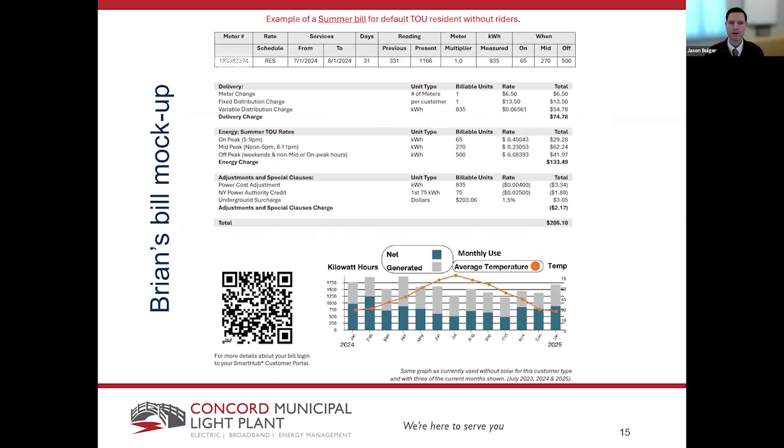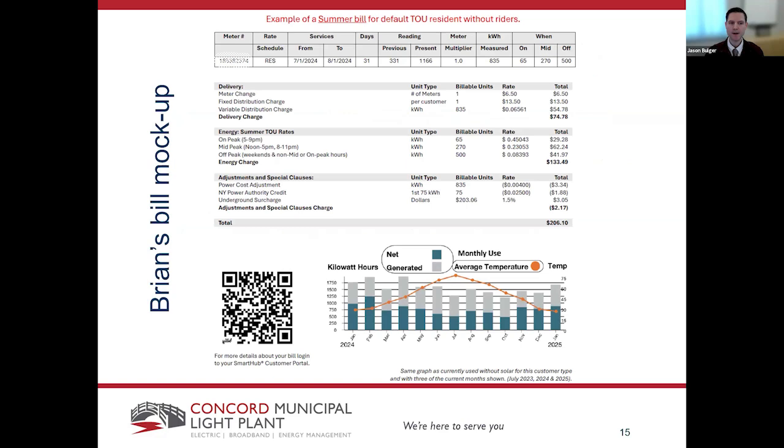But importantly, up on the meter line, it has the same meter information that we show in the bill today, with the when being the on, mid, and off values. So if you add those up, they add up to the 835. So people can know when they consumed the electricity within the buckets.